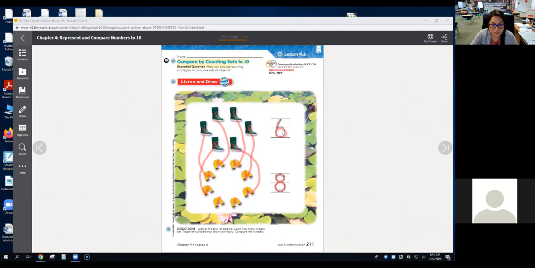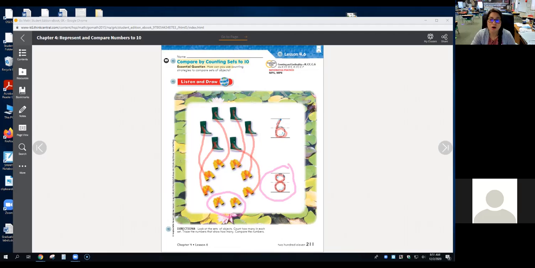Now, are there any more boots that I can match with? I don't see any more, but look right here. These are what's left over. So these sets of objects right here have more. So which one is more than? 8 is more than 6, okay? Because it has more in it. And 6 is less than, smaller than 8, okay?